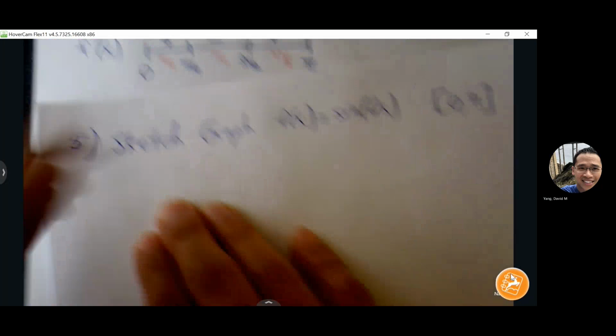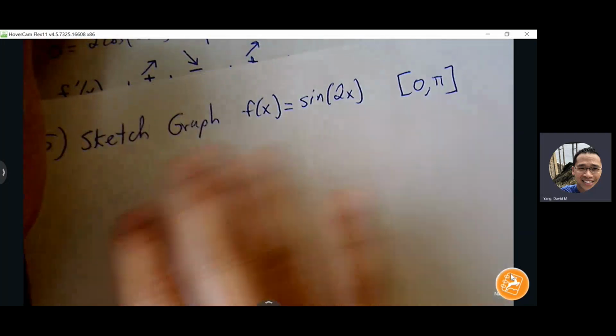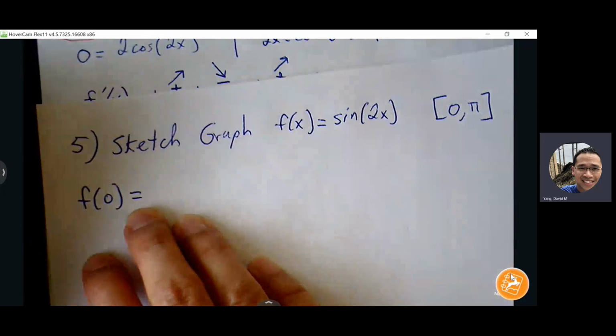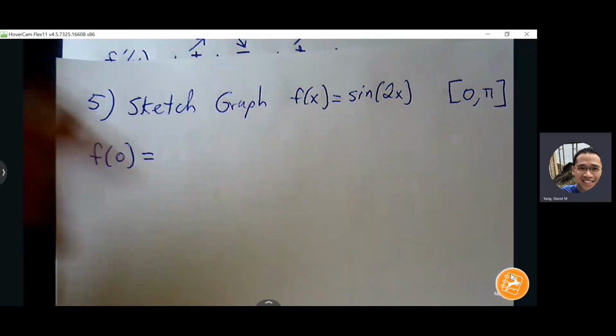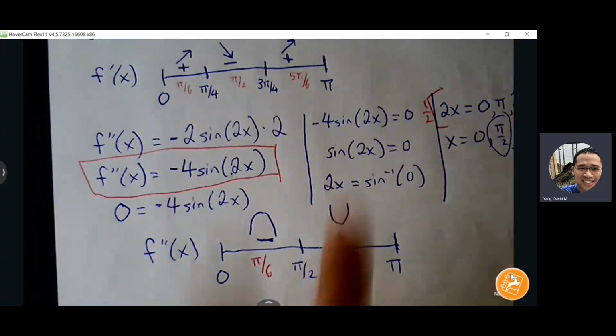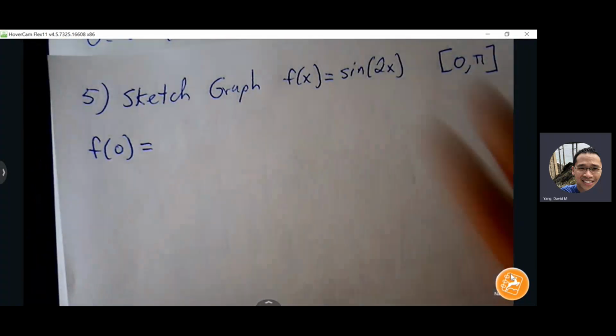Okay, so I'm going to gather some information so I can know where to sketch my graph. So start with the endpoints here. My most important points are my relative max, relative min, and my point of inflection. Should be able to enter those in.